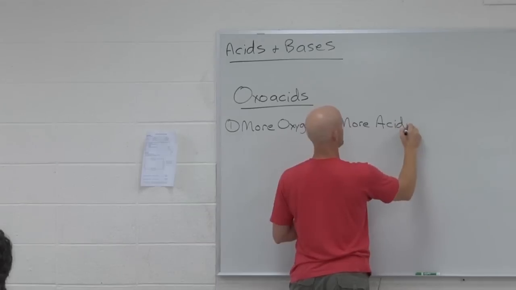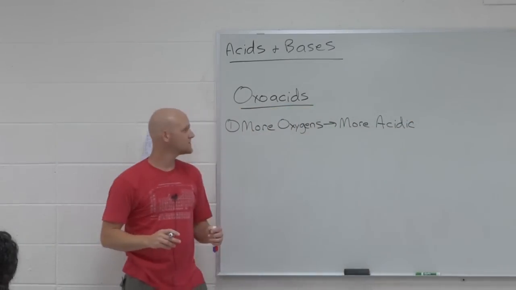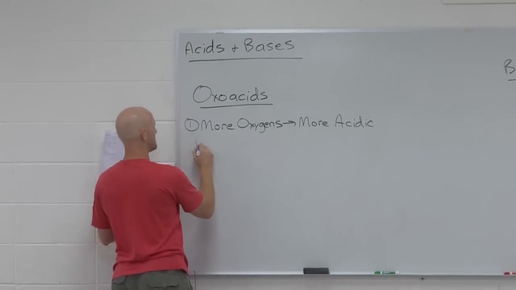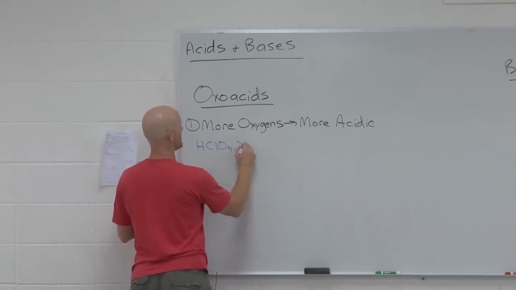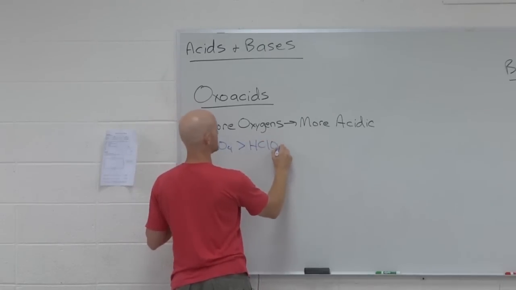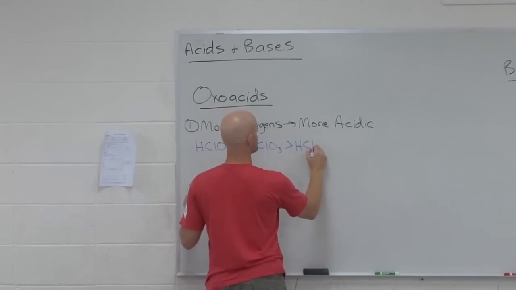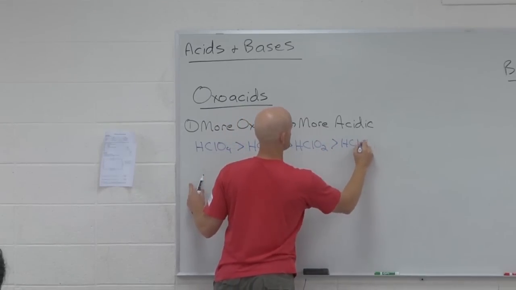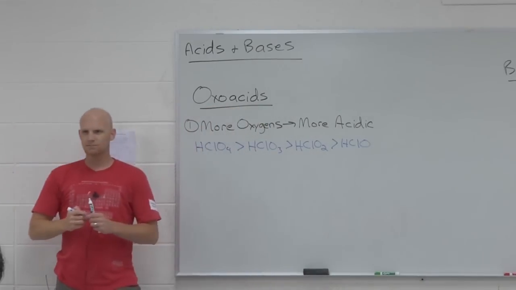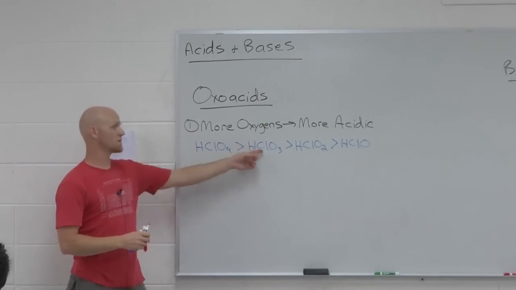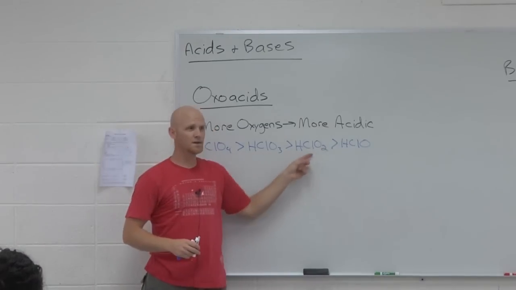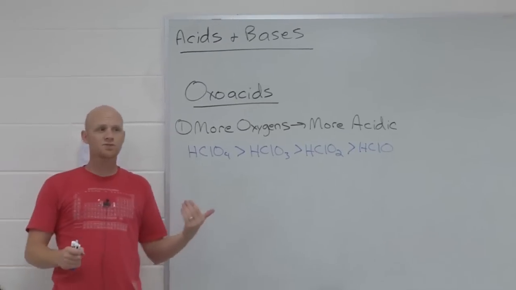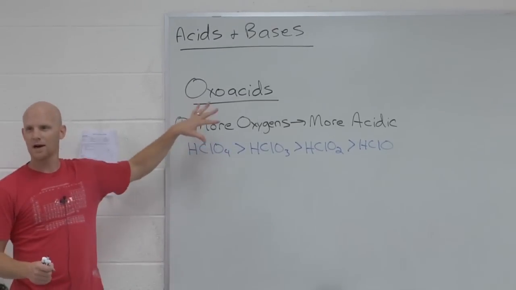And you got 2 rules here. The first is more oxygens, more acidic. So this would help you figure out that HClO4 is more acidic than HClO3, which is more acidic than HClO2, which is more acidic than HClO. And in this case, you probably knew that anyways, because these 2 are strong and these 2 are weak. So if there's a trend, it must be the ones with the most oxygens are the most acidic. So if you know your strong acids, they can go a long way to helping you remember some of these trends.